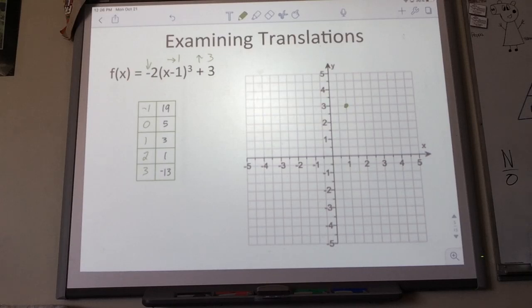So at negative 1, 19, we can't put that on our graph, but at 0, we're at 5. So that's up here, 0, 5. And then 2, 1, over 2, up 1. There's our second point. And 3, 13, we can't graph that. So it should look something like this. Just like always in my class, it does not have to be perfect as long as your points are.